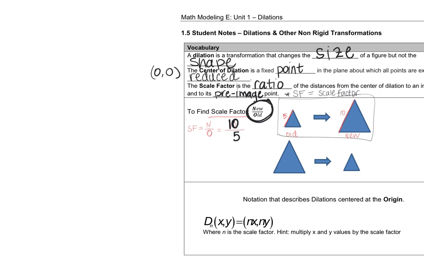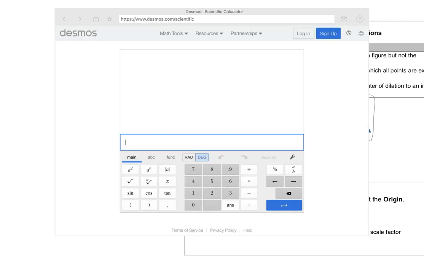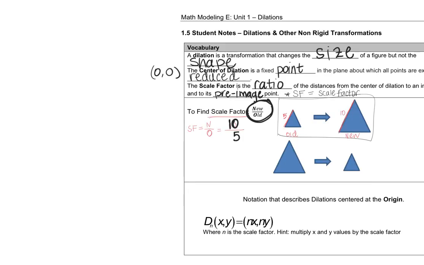All right, when I go to my calculator, and I'm going to go to decimals. That's the calculator I have access to. I'm going to do 10 divided by 5, and I get an answer of 2. So my answer equals 2. So the scale factor is 2 in this case.